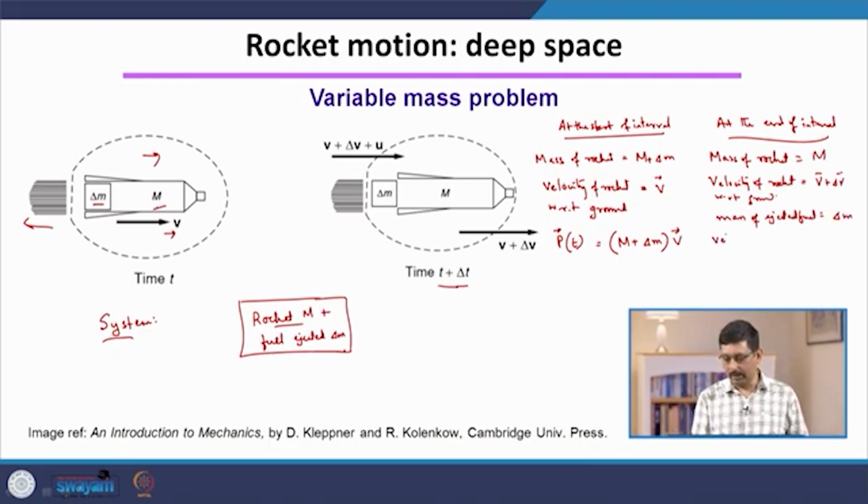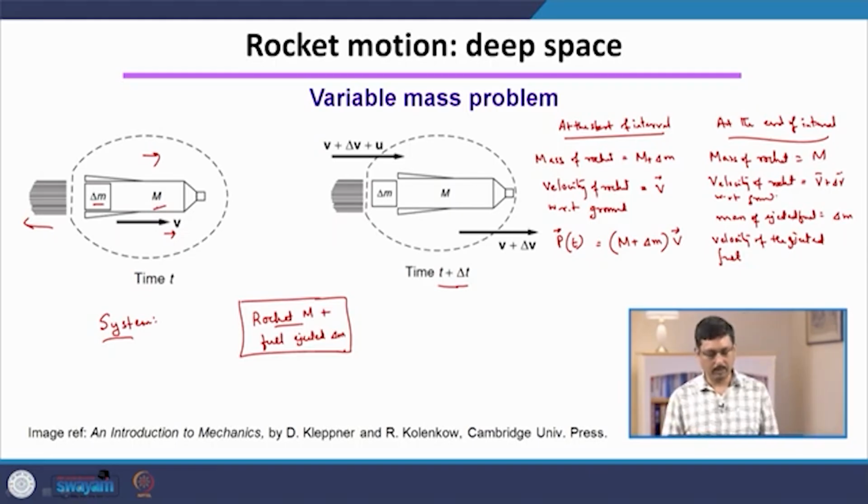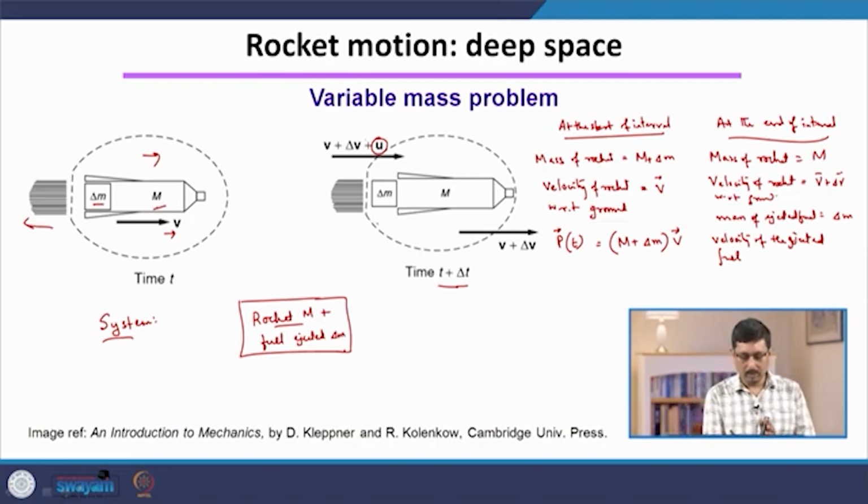Now, what is the velocity of the ejected fuel? Here you have to be careful, and this is where a lot of confusion comes. Let us assume that u is the velocity of the fuel with respect to the rocket. So, if you sit on the rocket, you will see that the fuel is ejecting towards the left with a velocity u.